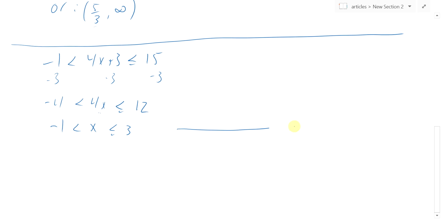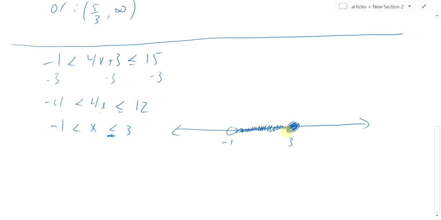And again, we can draw a little x-axis. Minus 1, 3. The 3 should be filled in, because we're including 3, right? Less than or equal to 3. 3 is a good number, so we fill it in. Minus 1 is not a good number, it's a bad number, and so we leave that empty. And all the numbers in between.